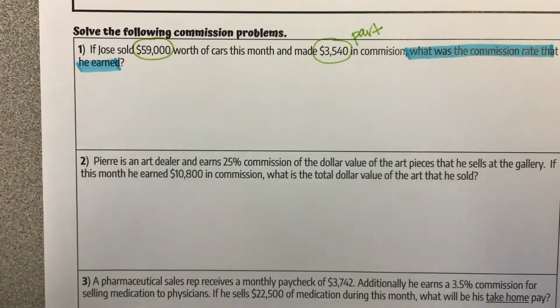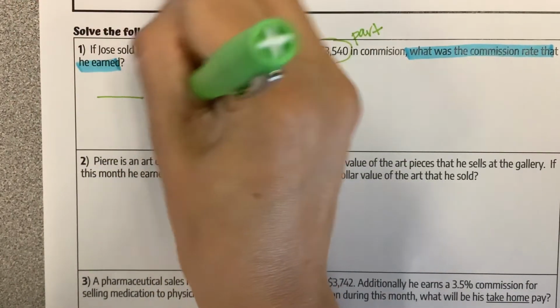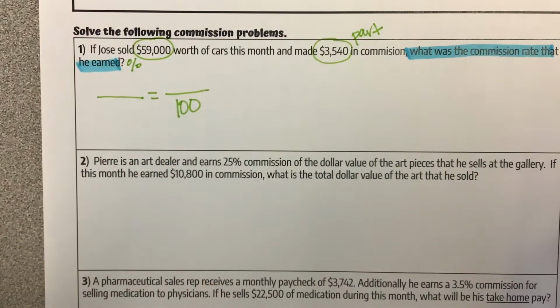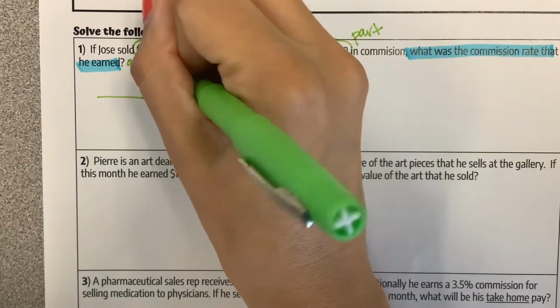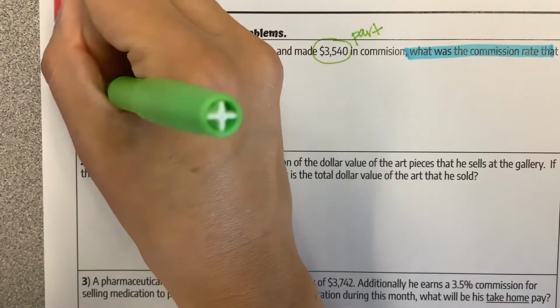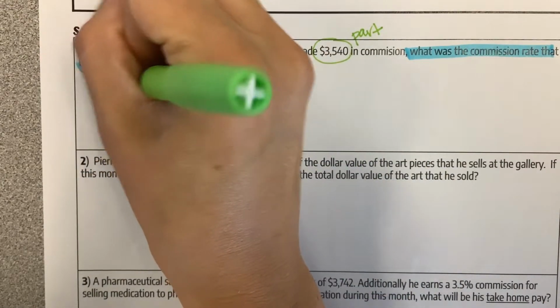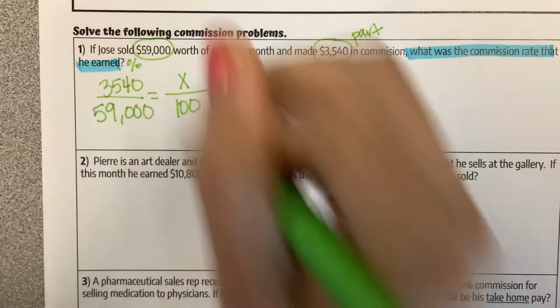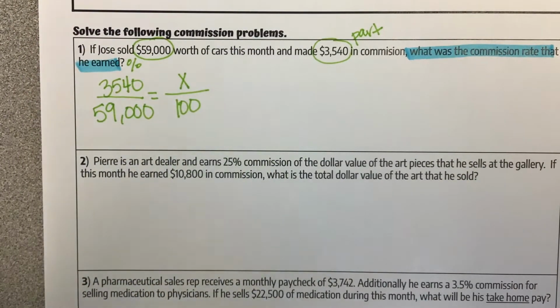So I'm going to set up a proportion. The rate is the percentage. So if we're asking what the rate is, that means we do not know the percent. This commission is the part that he earned out of the total amount of cars that he sold, $59,000 worth in cars. So I've got my proportion set up and we can solve.